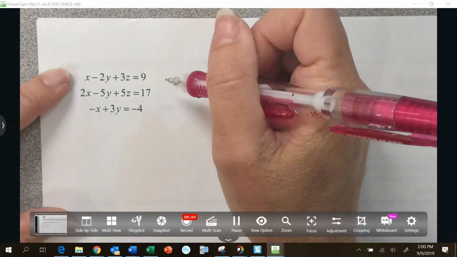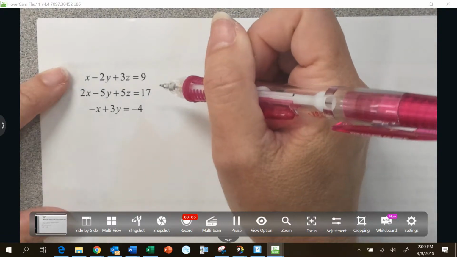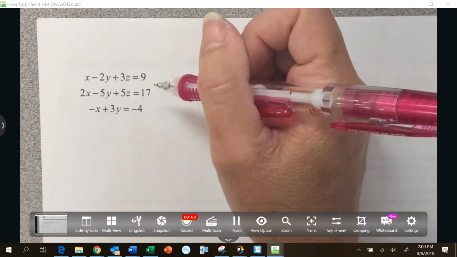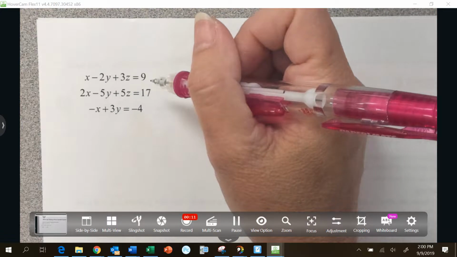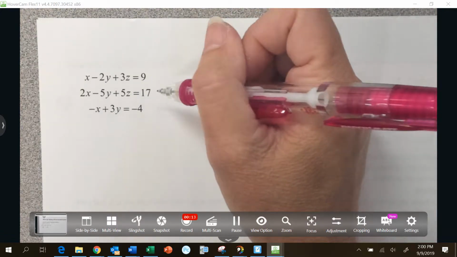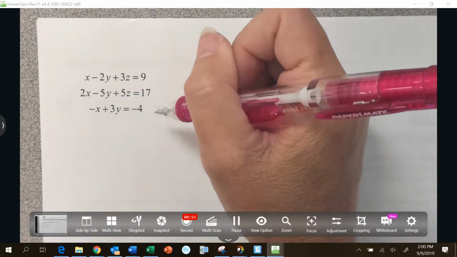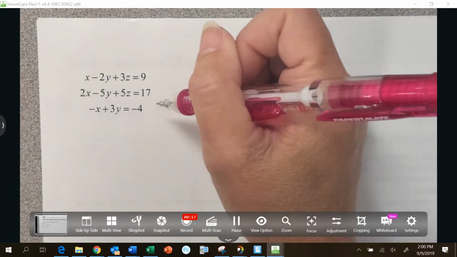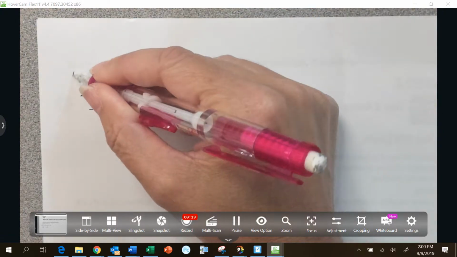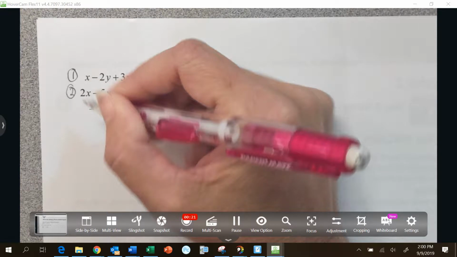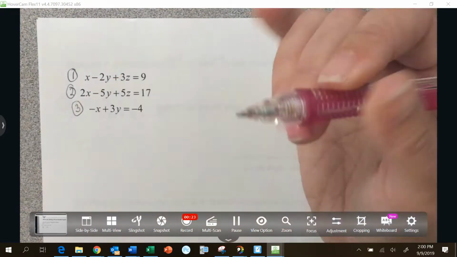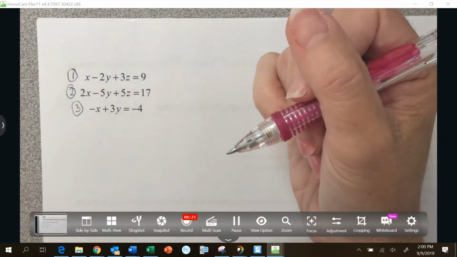What we did on Friday was we had 2 variables you had to solve for, and you got an ordered pair when you were done. When we had 2 variables, how many equations did we have? 2. When we have 3 variables, how many equations do we need to have? We need to have 3. So the first thing I'm going to do is label those equations 1, 2, and 3.